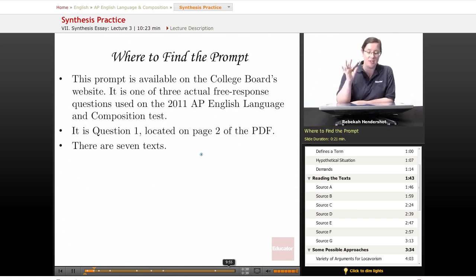This prompt is available on the College Board's website. It is one of 3 actual free response questions used on the 2011 AP English Language and Composition test. We'll take the 2012 questions at the end of this course. This is question 1, located on page 2 of the PDF, and there are 7 texts that go with it.